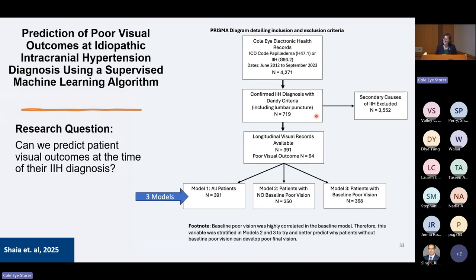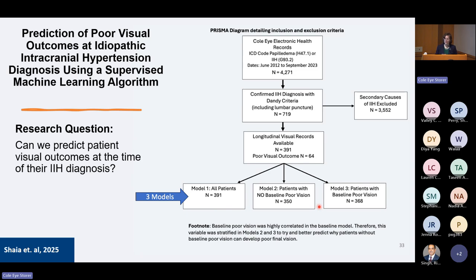And so we evaluated over 4,000 patients, and we found 719 had IH, of which 391 had longitudinal visual records available. So this was defined as anywhere from 3 months after their initial diagnosis to up to a year after their diagnosis. And then we created 3 different models. So our first model included all the patients, and then we created 2 additional models.